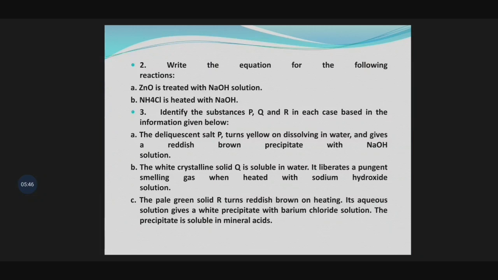Now ammonium chloride is heated with sodium hydroxide. This one I have skipped somewhere. Whenever any kind of ammonium salt is heated with any alkali, it always forms ammonia gas. It is given in the book. You must look at that part. Ammonium salts like ammonium chloride, ammonium sulfate, when they react with any alkali, form ammonia gas.